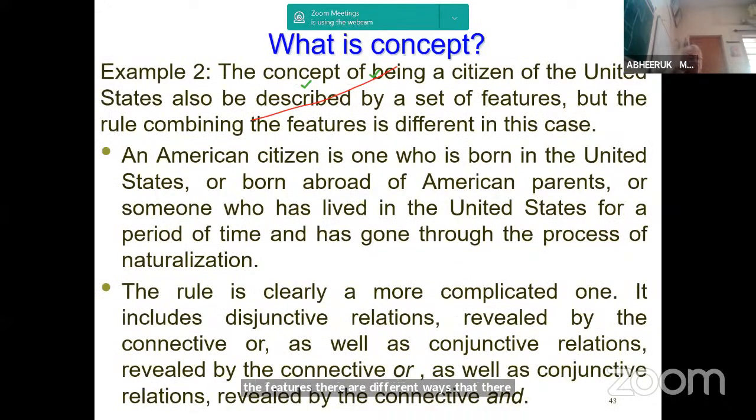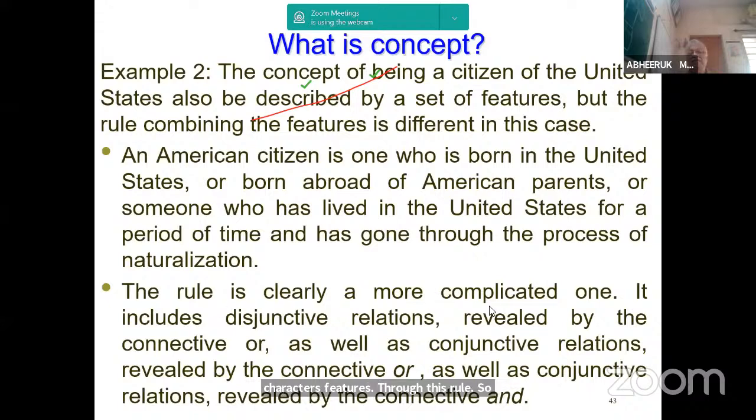Here another example I will give, the concept of American citizen. An American citizen is one who is born in United States or born abroad of American parents, or someone who has lived in the United States for a period of time and has gone through the process of naturalization. So this is the American citizen definition. So here, this is a rule. We have combined these features through this rule.